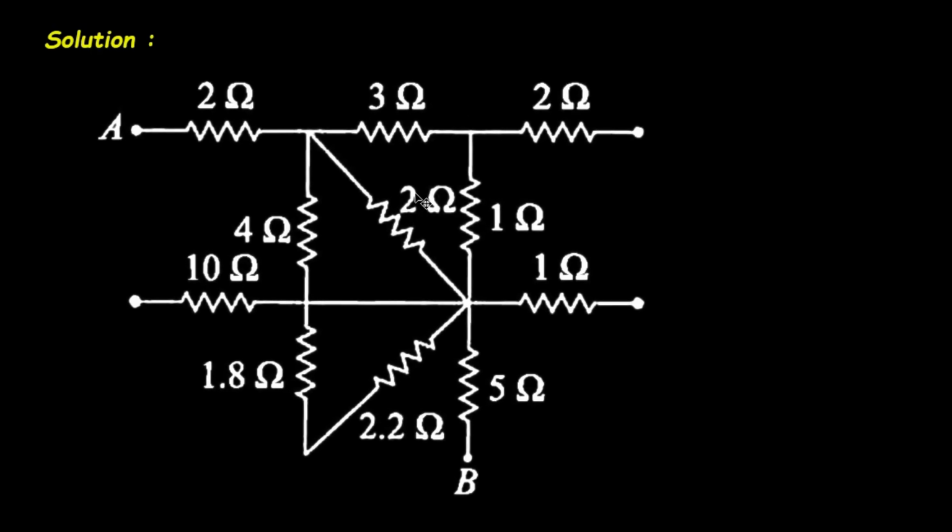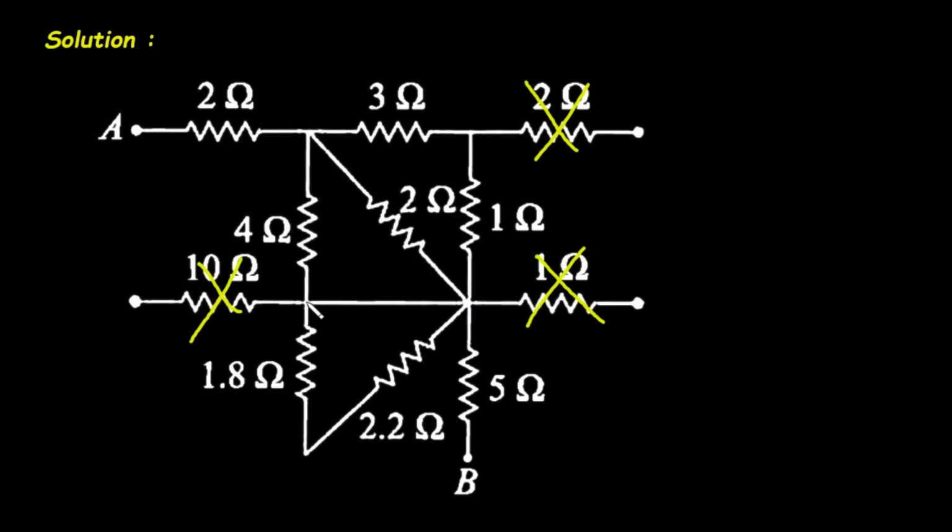Solution. So now first of all, what we can do, we can remove these open resistances. From here we can see this 10 ohm is open. So we can remove this resistance. Here also we can see this 2 ohm is open circuited and this 1 ohm is also open circuited. So we can remove them.